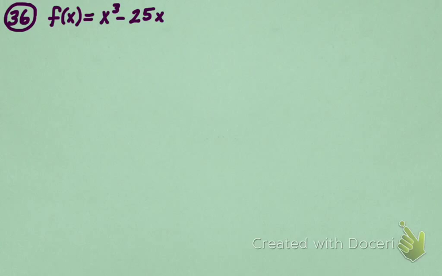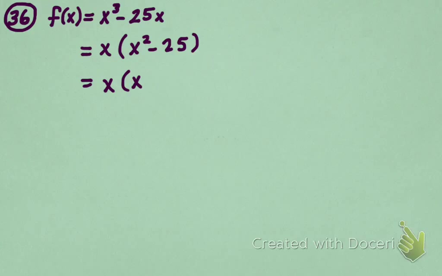Then we look at number 36, which initially probably makes you a little scared because it's cubic. But if you remember that your first step to factoring is always to take out what they have in common, this problem becomes really, really easy. If I take an x out of x cubed, I have x squared. And when I take an x out of minus 25x, I have minus 25. And then when I write that, I realize that I've just written a difference of 2 squares, which means that can be factored into x minus 5 and x plus 5.